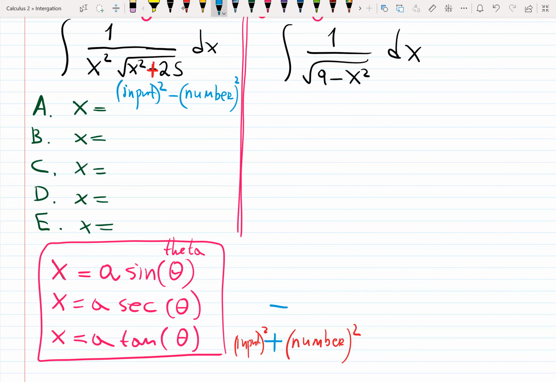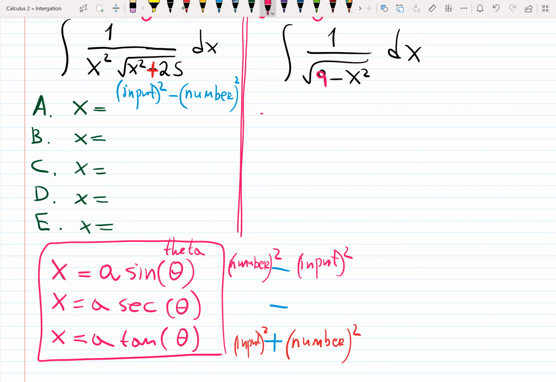Then the minus one is for sine and secant. One has input squared minus number squared, and the other one is number squared minus input squared. Which one is which? So for example two, do you remember, do you use secant or sine for the square root of nine minus x squared? Tell me, do you remember that? Which one are you using? Sine, exactly, good job. So sine has a number going first. Nine is first, that's how you know. Number squared minus input squared. And then secant is the other way around. So this is how I remember that too.